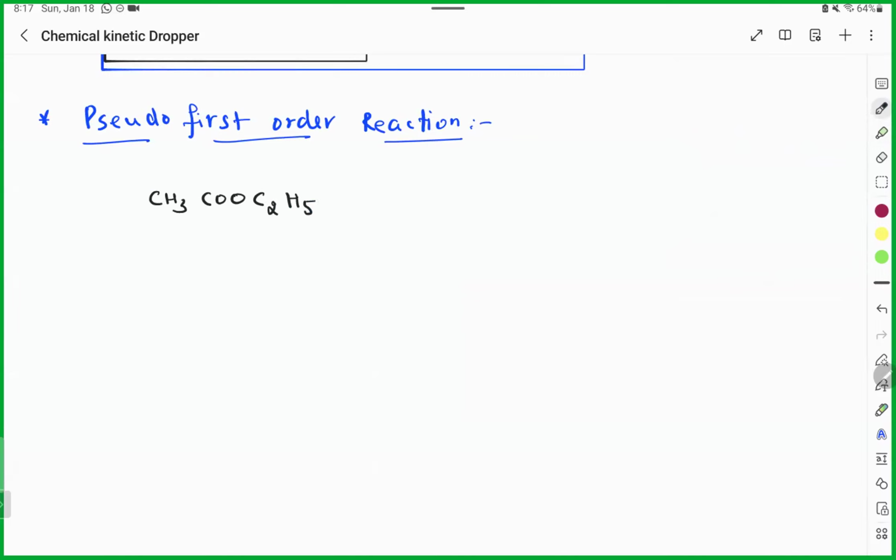Pratikya, what is the name of this chemical? For C2H5, ethyl, and for CH3COO negative, acetate: ethyl acetate. So when this ethyl acetate reacts with water in the presence of acid, what will happen? It will convert into CH3COOH, acetic acid, and C2H5OH, alcohol.